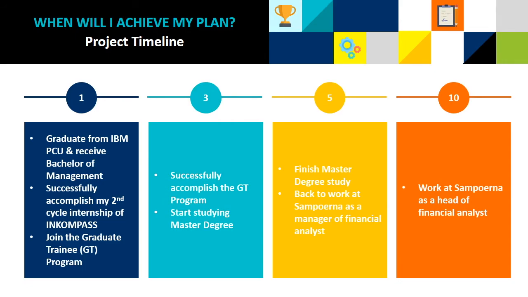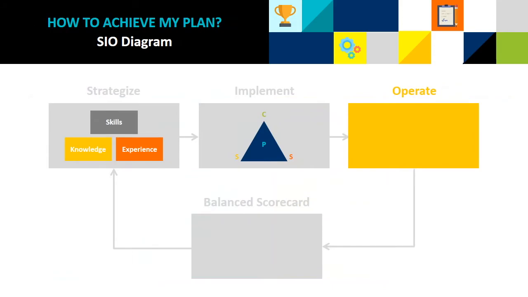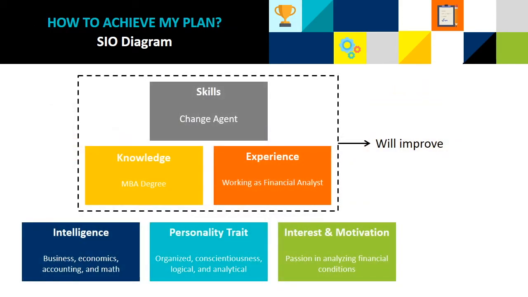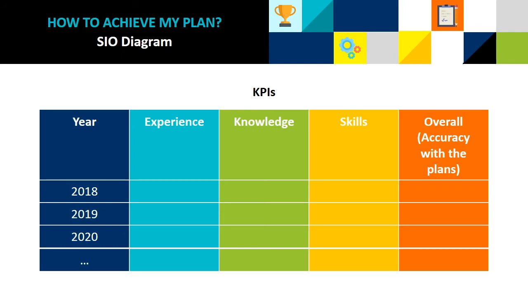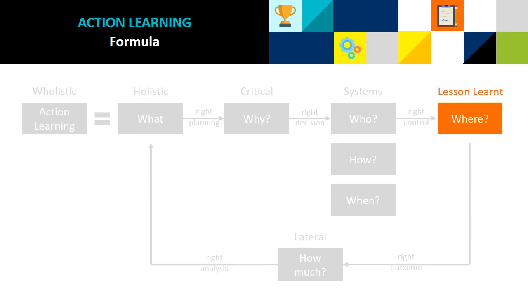Now, after implementing my strategy, I believe that I will be able to enhance my experience, knowledge, and skills in finance. Now, after strategizing, implementing, and operating, it is important for me to measure, monitor, and control my success based on KPIs. As I have said before, sometimes my past plans could go right or wrong, therefore the next question that I need to answer is where do my projects go right or wrong?